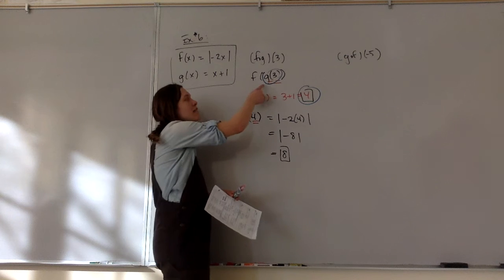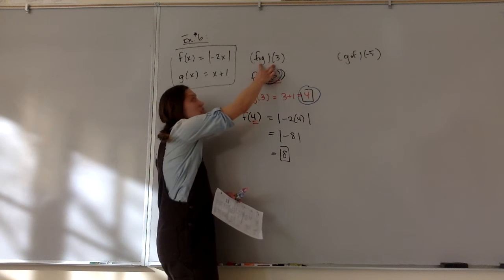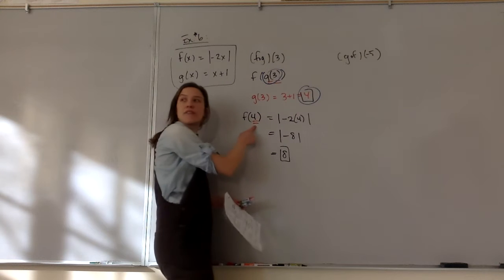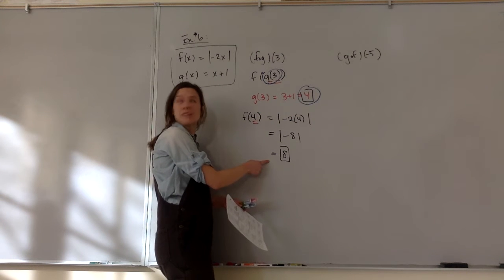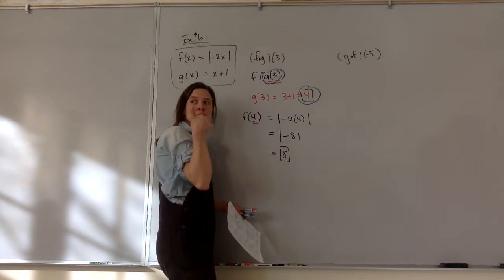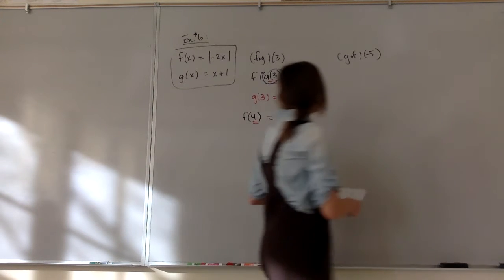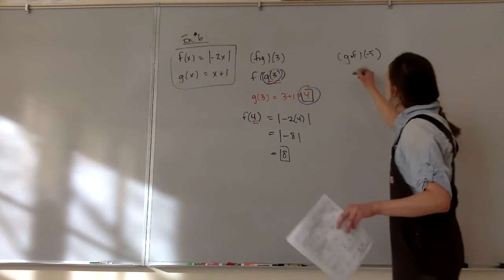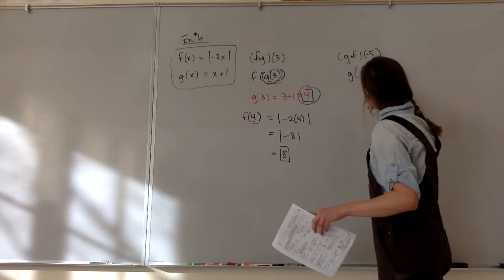Got it. So the first thing I have to do is recognize that this means f of g of 3. Then I have to solve for g of 3, which is 4. And then I solve for f of 4, which is 8. Makes sense. So f of g of 3 is equal to 8. Cool. So now g of f of 5, I can rewrite this as g of f of minus 5.